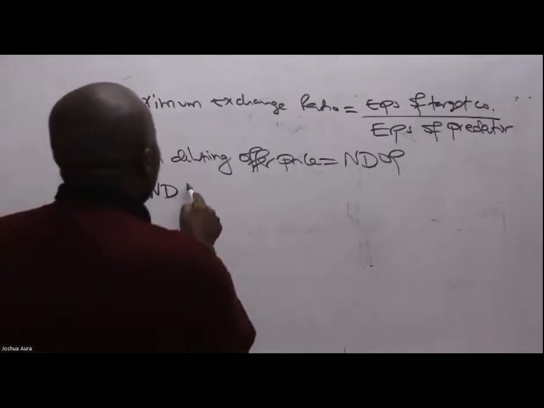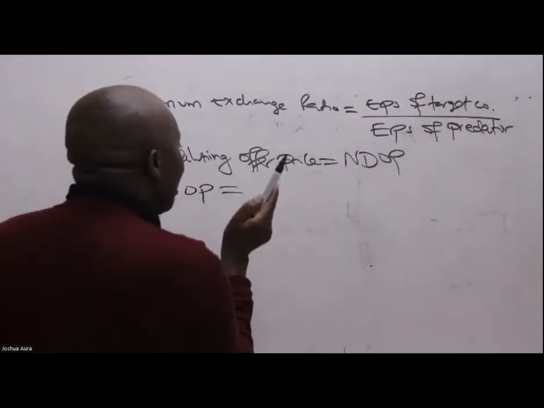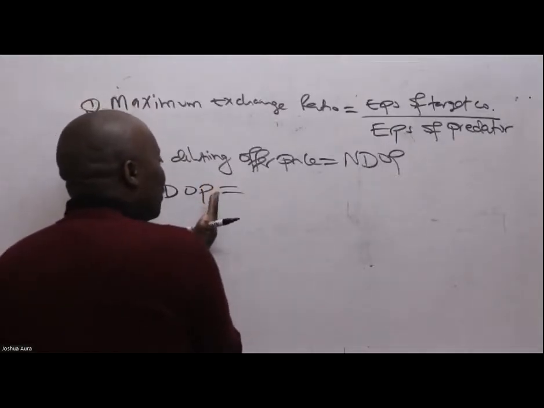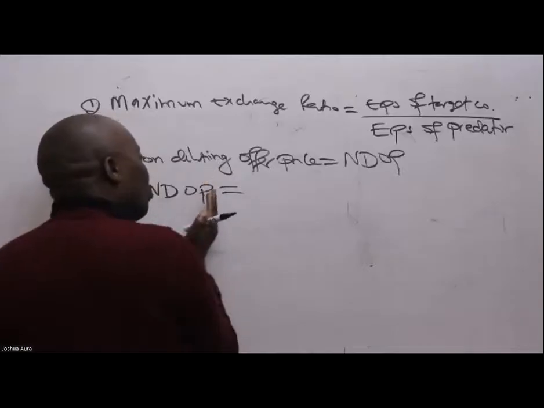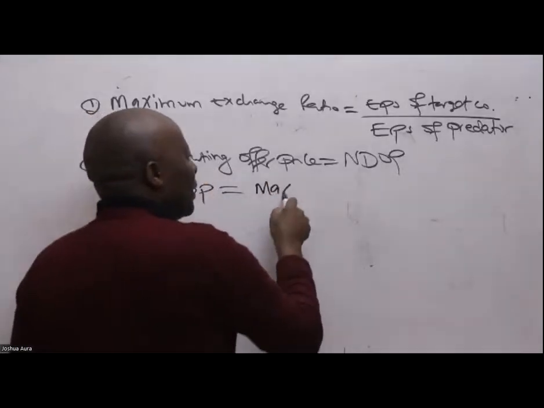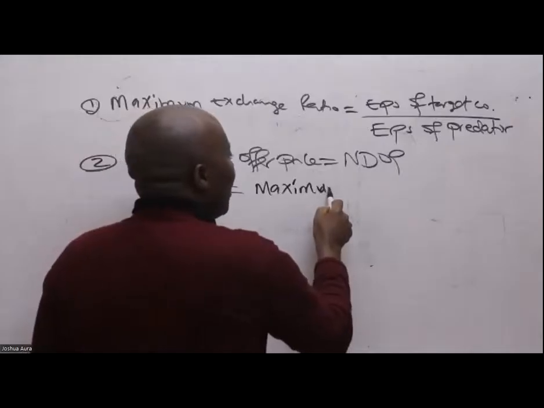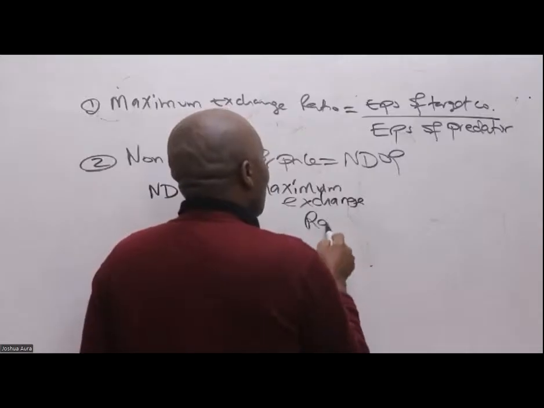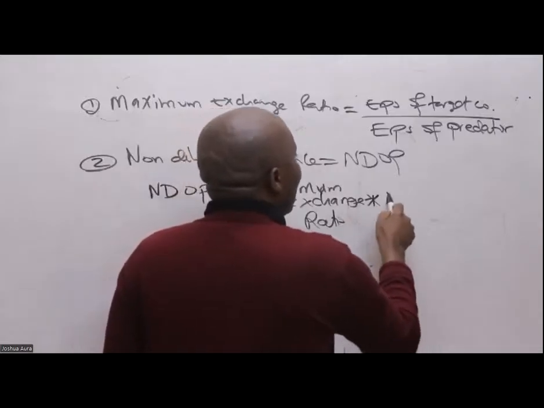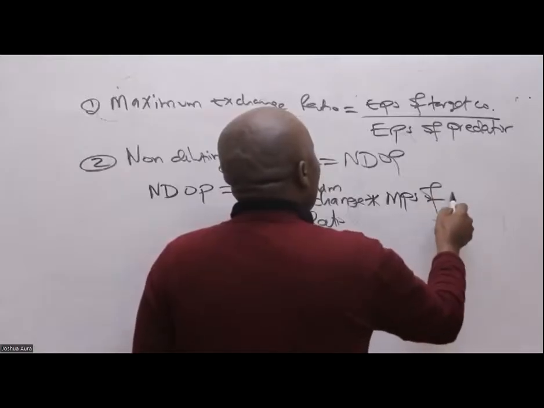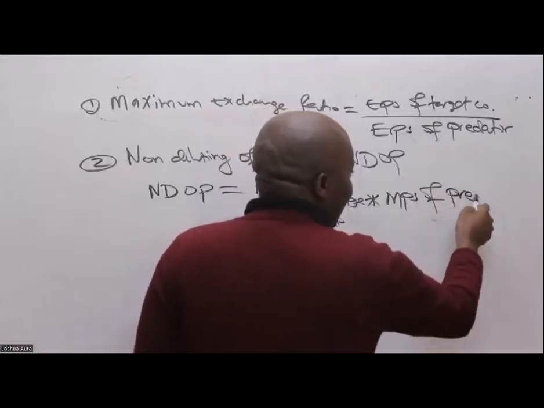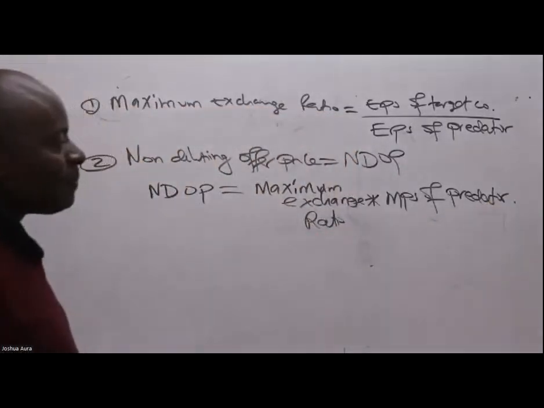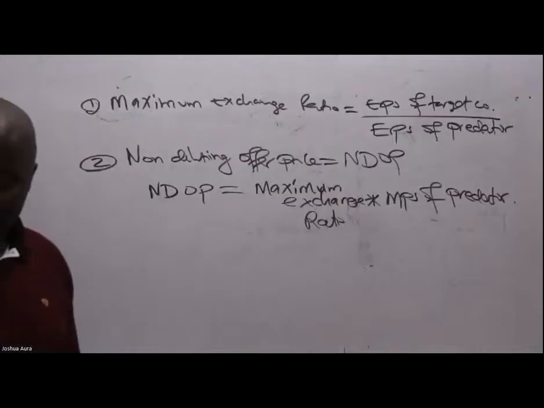NDOP. The easiest way that I taught you to remember this formula is that at any time you want to get NDOP, always think about maximum exchange ratio times MPS, not MPS of the target, but MPS of the predator company.